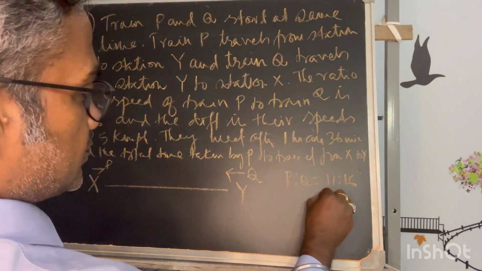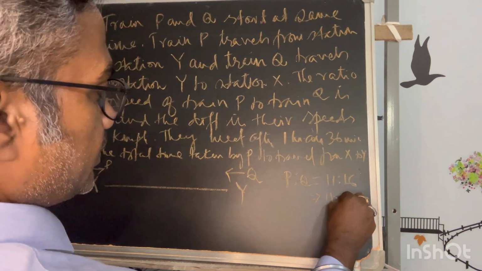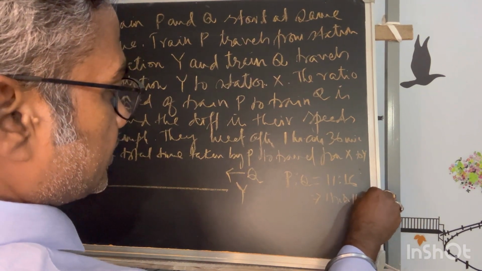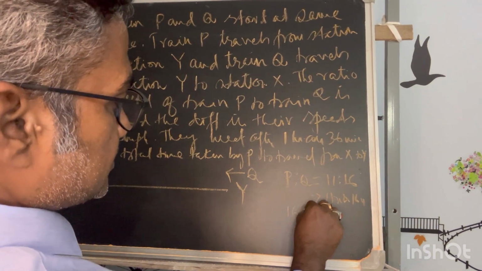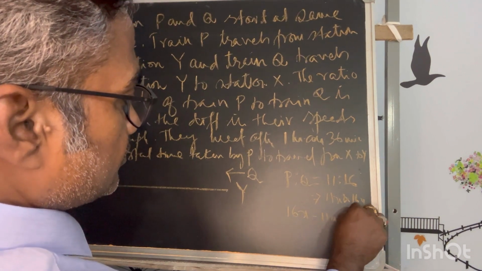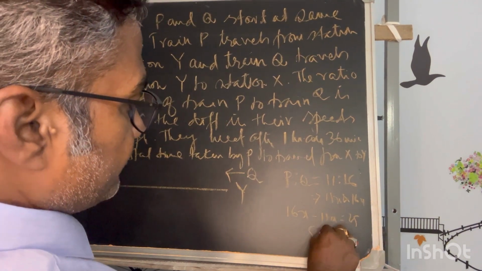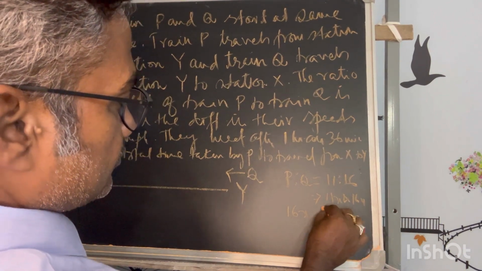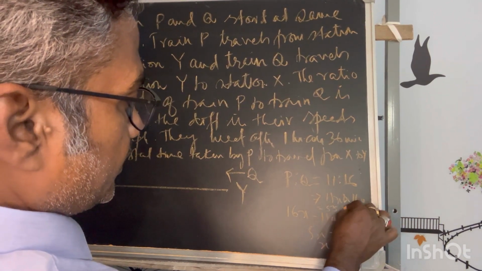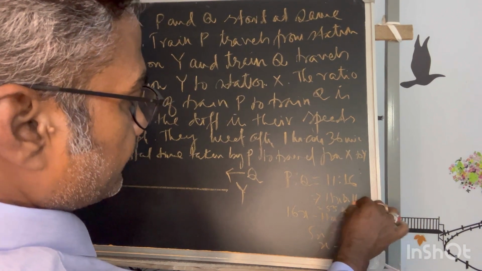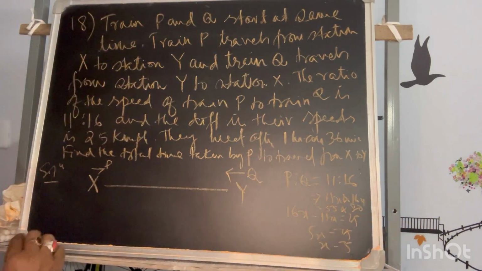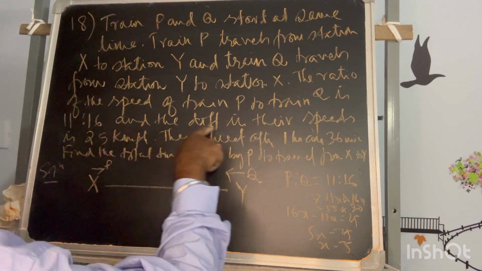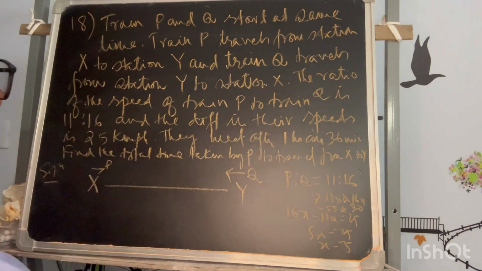So I can assume the speeds are respectively 11x and 16x. So their difference is 16x minus 11x, that is equal to 25. So 5x is equal to 25, x is equal to 5. So that is 55, and 16 into 5, 80. So that can be calculated from the information. Fine. And the speed difference is 25 km per hour.